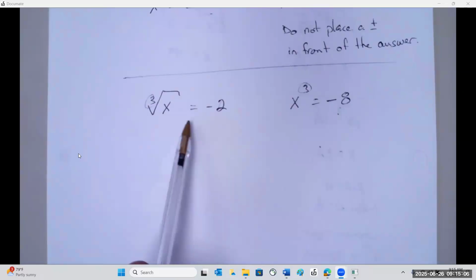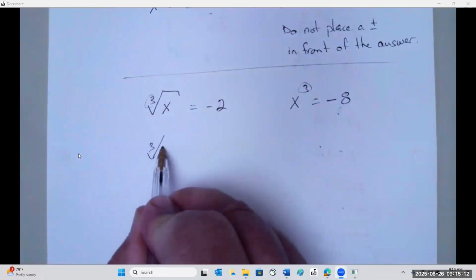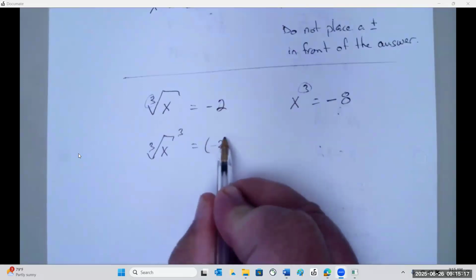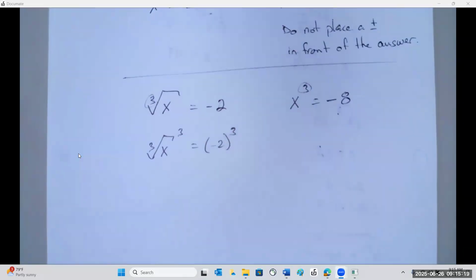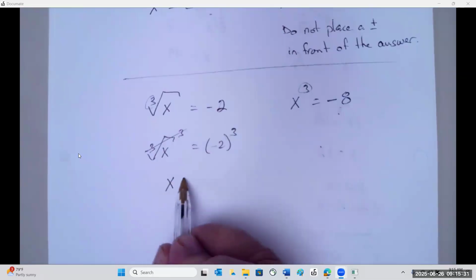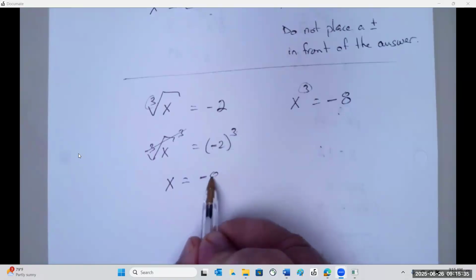So how do we solve this one? To get rid of the cube root, we cube both sides. So the cube root and the cube cancel each other out. And negative 2 cubed is negative 8.